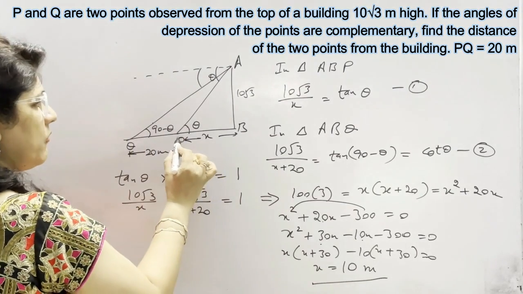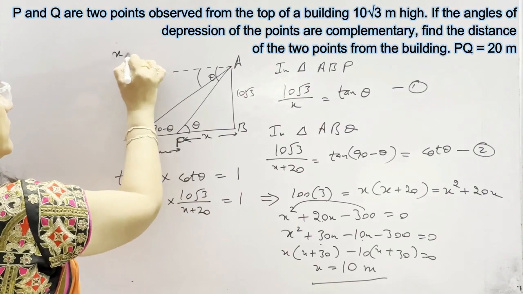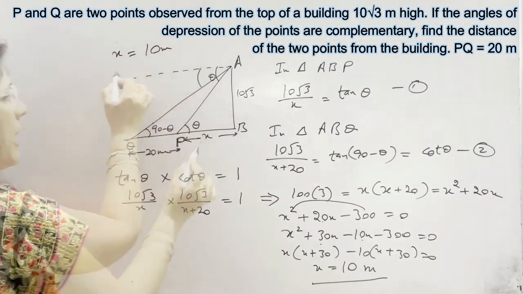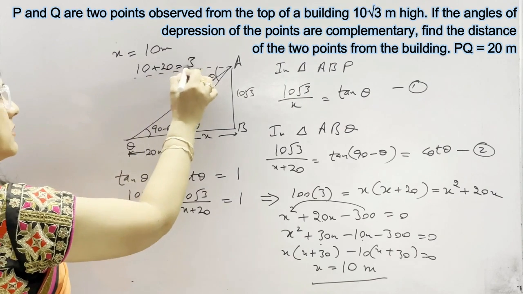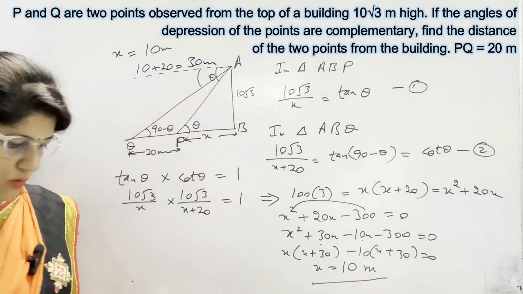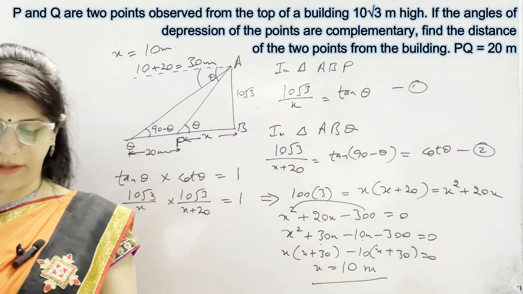So the distance of point P from the building, x, is equal to 10 meters and the distance of point Q is 10 plus 20. It means 30 meters. So these are the distances, 10 meters and 30 meters from the building.